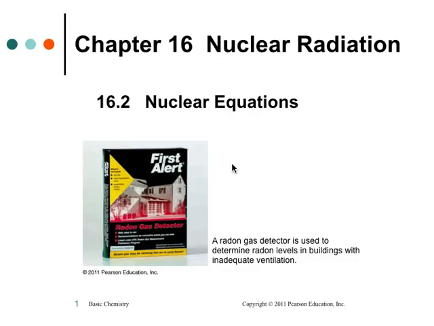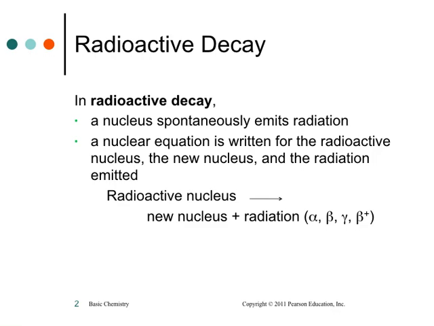Welcome back. We're in Chapter 16 on nuclear radiation. In this section, we're going to talk about what's actually happening when these big molecules are emitting radiation in order to become stable. So let's look again at this idea of radioactive decay, which is sending out either alpha particles, which are helium nuclei, or high-speed electrons, or the opposite of high-speed electrons, which are positive, or gamma radiation.